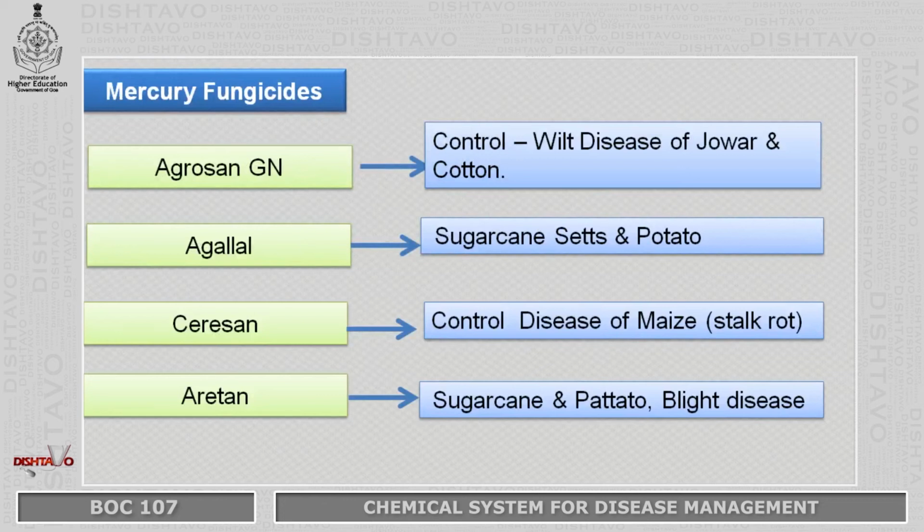Next example is mercury fungicide. These are the different compounds. The first one we have is agrosan GN. Now this is used to control the wilt disease of jowar and cotton. Then next we have aretan. It is a compound which is mostly used during the setts treatment of sugarcane and potato. Then we have ceresan. It controls the disease of stalk rot in maize. Then we have emisan. It controls the blight diseases in sugarcane and potato.